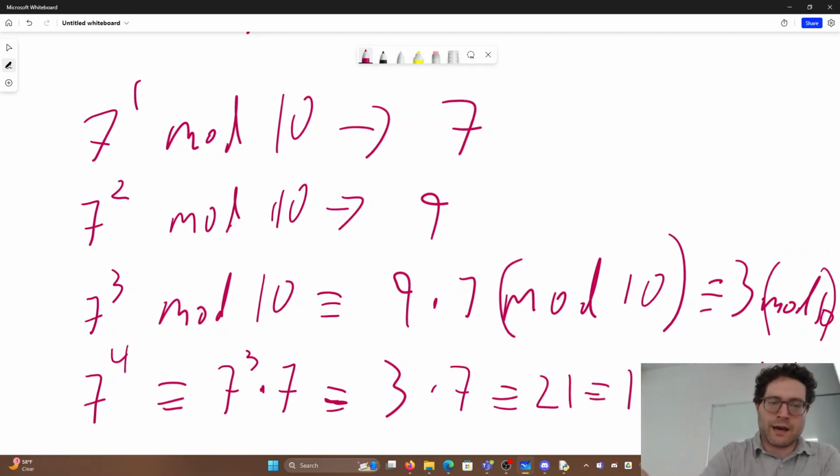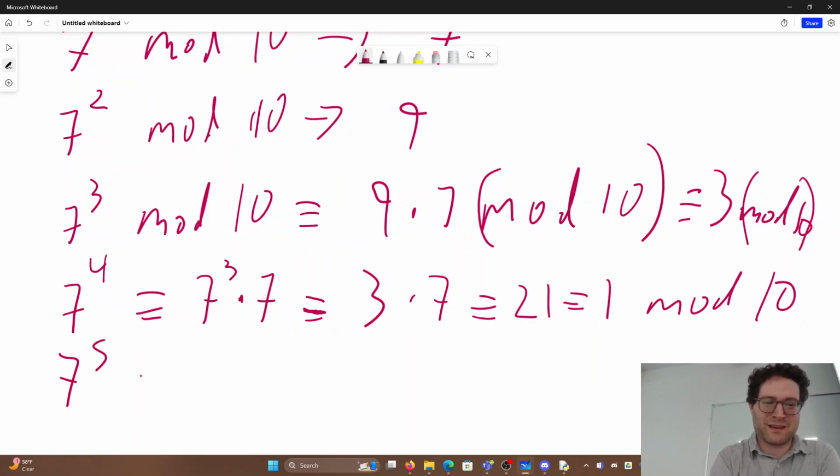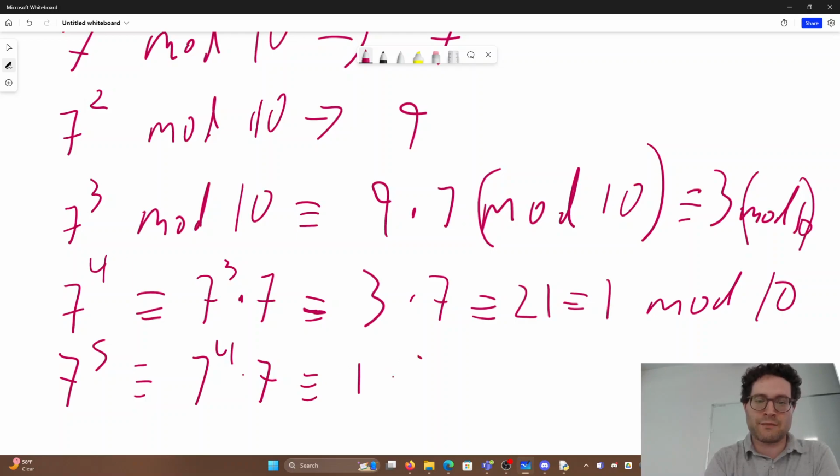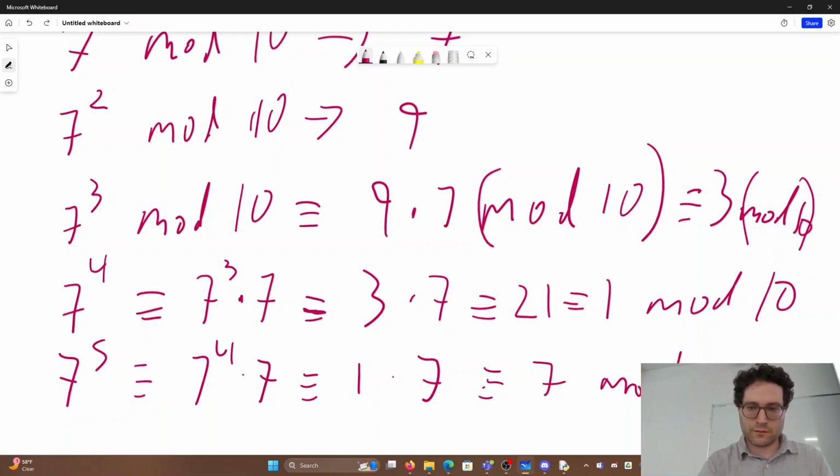And if we now do 7 to the 5th, which would be 7 to the 4th times 7, that is congruent to 1 times 7, which gives us 7 mod 10. So in other words, we're now in a loop. Because 7 would go to 9, 7 times 7 is 49, 9 would bring us to 3, 3 would bring us to 1, 1 would bring us to 7.